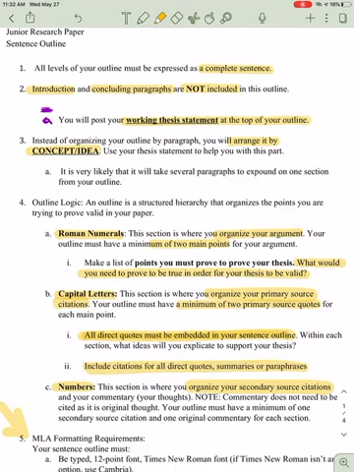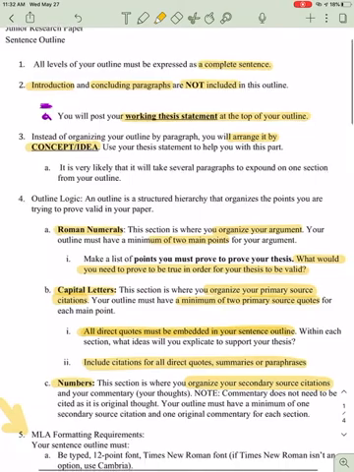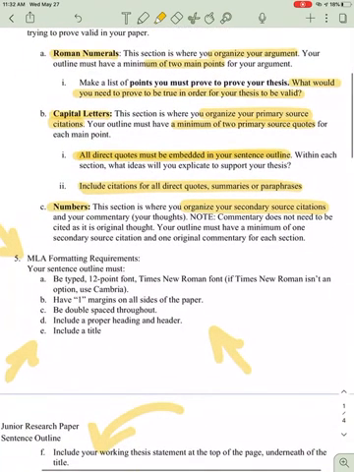Capital letters. In this section, you organize your primary source citations. Your outline must have a minimum of 2 primary source quotes for each main point. So you need a minimum of 2 main points and then a minimum of 2 quotes. It could also be a paraphrase or a summary from the novel to help support and prove your 2 major points. So that's 4 quotes total here. All right. You could, of course, do more, but you can't do less.